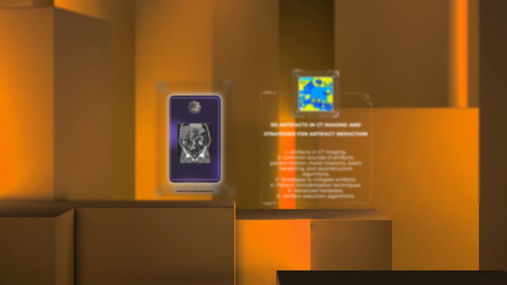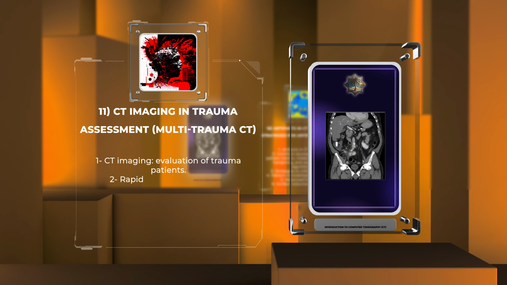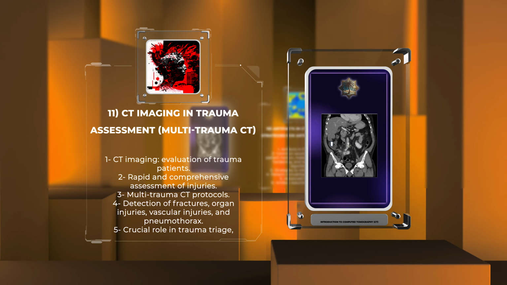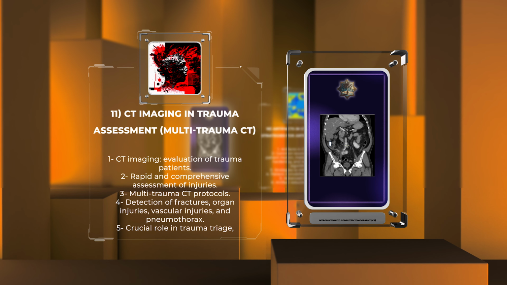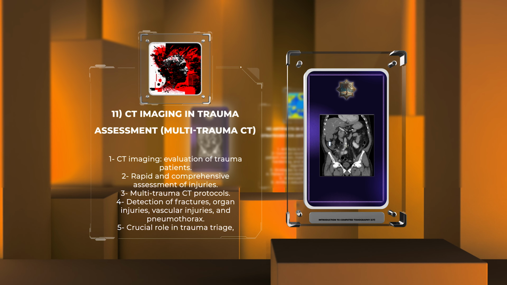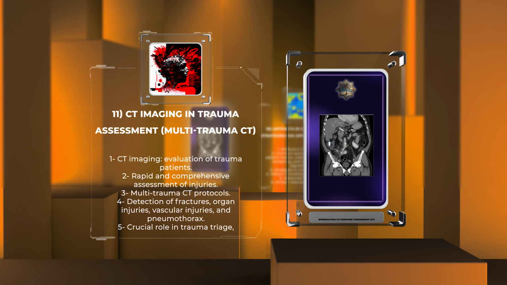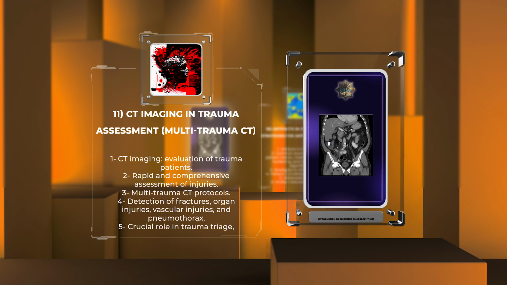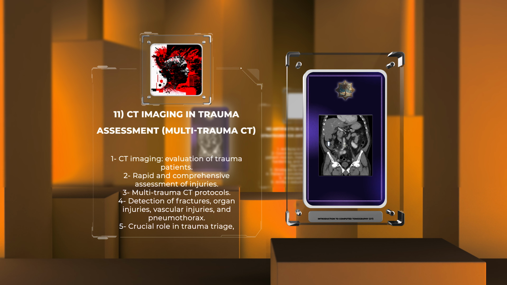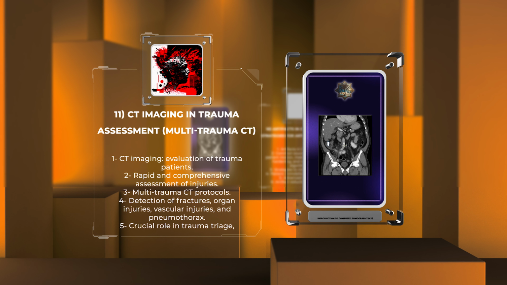CT imaging has transformed the evaluation of trauma patients by providing rapid and comprehensive assessment of injuries. Multi-trauma CT protocols offer a systematic approach to evaluate multiple body regions and identify life-threatening injuries. This technique aids in the detection of fractures, organ injuries, vascular injuries, and pneumothorax. CT imaging plays a crucial role in trauma triage, treatment planning, and monitoring response to interventions, ultimately improving patient outcomes.